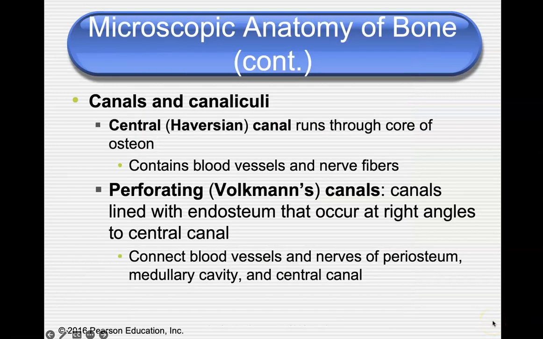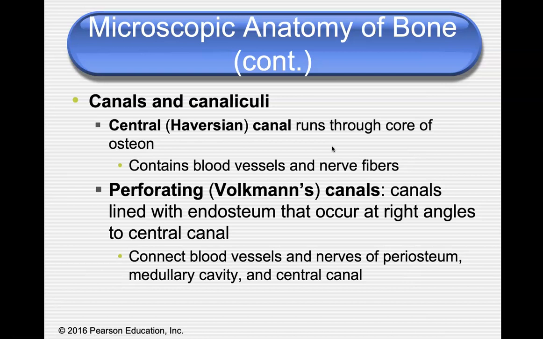Okay, so when we talk about the microscopic anatomy of these osteons, we're going to see these central canals, right, that are running through the core. They're going to have the central or Haversian canal. Again, I still call them Haversian canals, but central canal or Haversian canal, either one, I'll use both on the test. Or where you're going to have all the blood vessels and the nerve fibers running, right, in the center of that osteon.